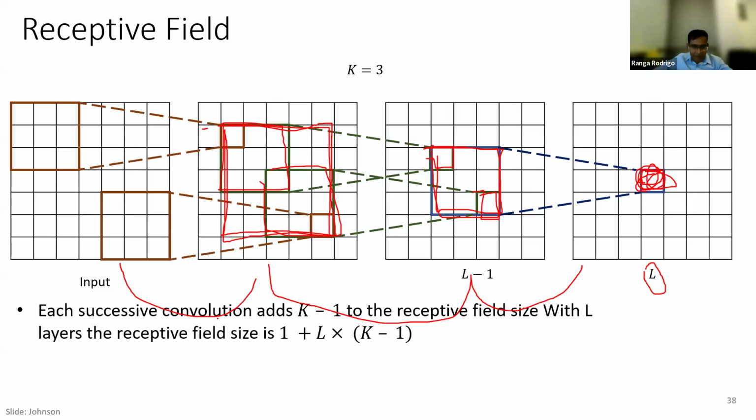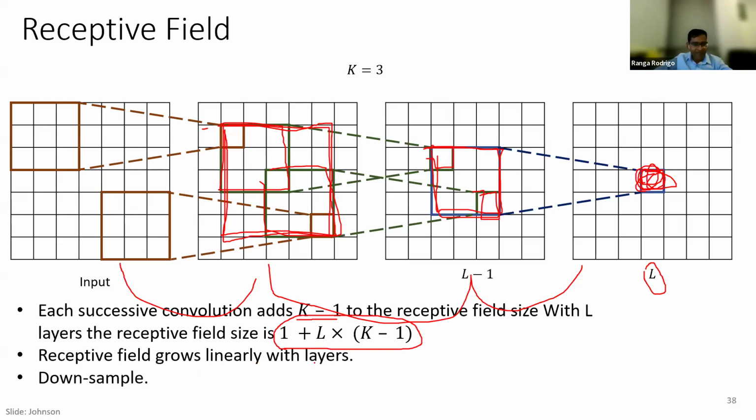Each successive convolution adds k minus 1 to the receptive field. With L layers, the receptive field size will be 1 plus L times (k minus 1). That's how you compute the receptive field. That's why convolutional neural networks have a large depth, so that you have a large receptive field. That means information from a large range of the input image is captured in one cell in the output layers. The receptive field grows linearly with layers.